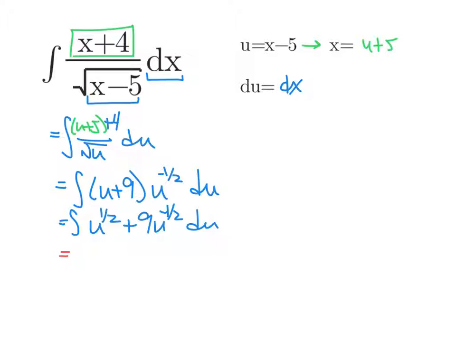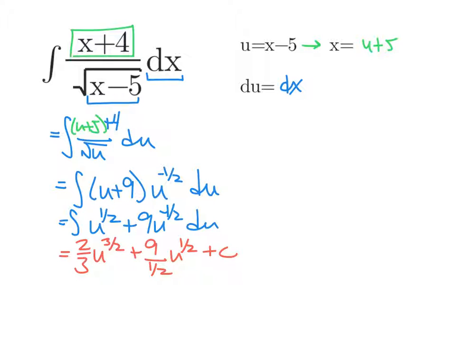So, with powers, I'm going to take the power and increase it by 1. So adding 1 to 1/2 leaves me with 3/2, and divide by that 3/2, leaving 2/3 as a coefficient. For this 9u to the negative 1/2, I'll add 1 to that, making it positive 1/2, and then divide the coefficient by that 1/2. And don't forget about your plus C at the end.